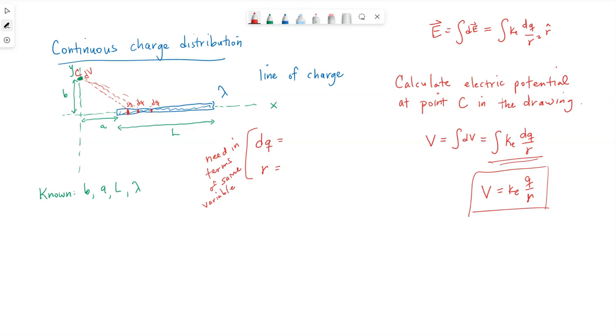So coming back to my picture, if I think about this leftmost piece of charge here, it is a distance, not of A, but some horizontal distance x to the right, and a distance of B below the point we are interested in. So R, that straight line distance from our piece of charge to the point we're trying to find the potential at, is simply going to be Pythagorean theorem, square root of x squared plus b squared.